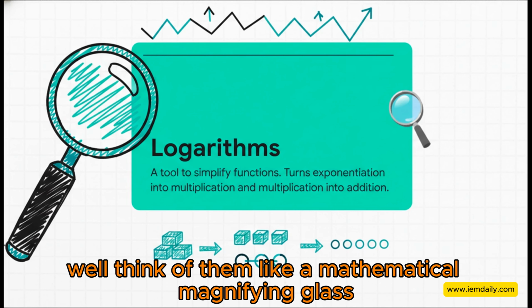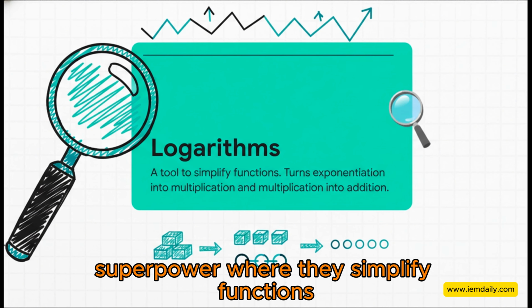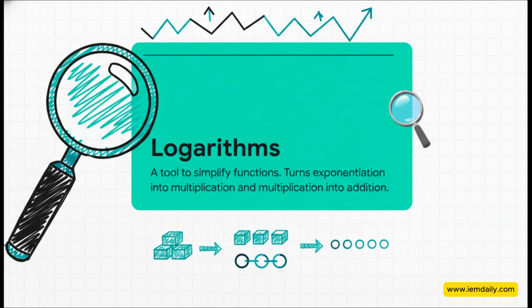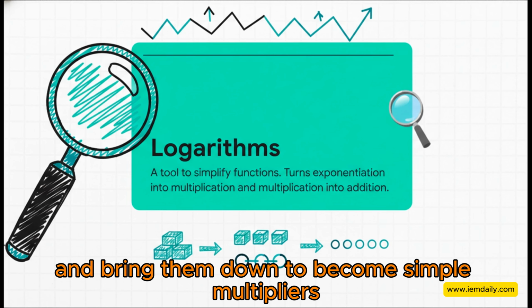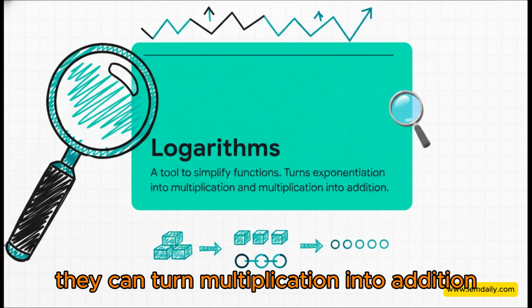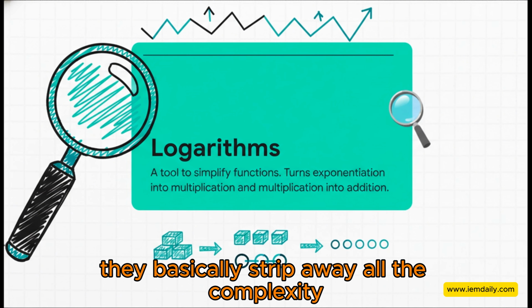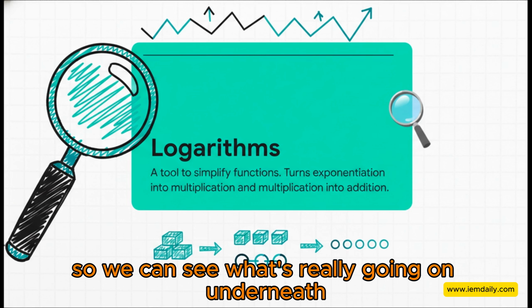Well, think of them like a mathematical magnifying glass. They have this superpower where they simplify functions. They can take exponents and bring them down to become simple multipliers. They can turn multiplication into addition. They basically strip away all the complexity so we can see what's really going on underneath.